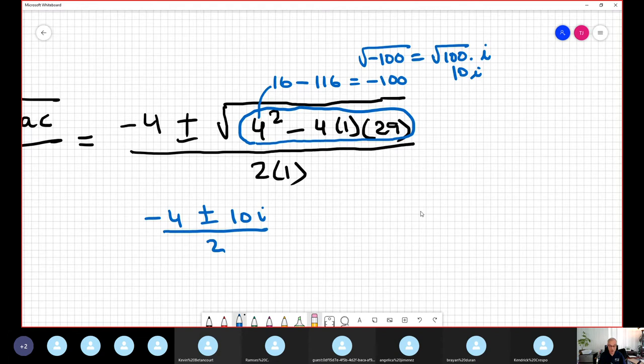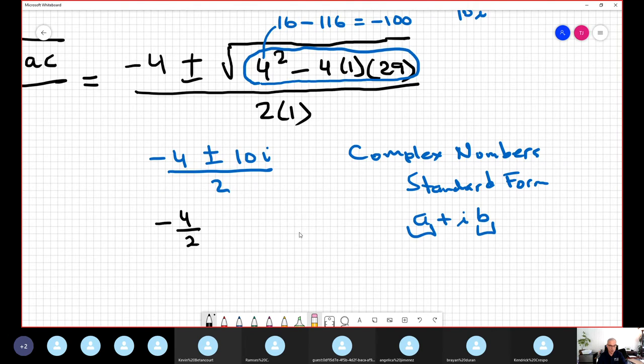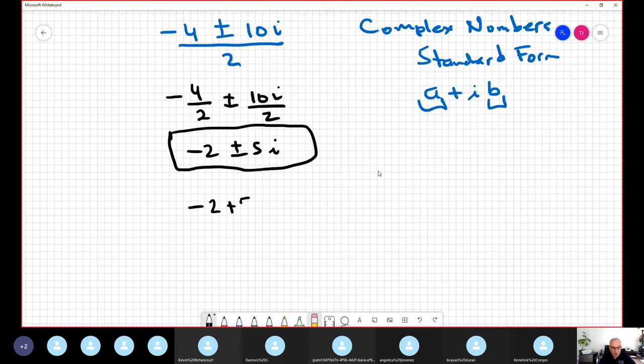It's important. This answer is correct, but it's incomplete because when the answer is a complex number, you need to express the complex number in standard form. What is the standard form? The standard is a plus bi. So this is the real part and this is the imaginary part. Have a common denominator, no. You split like that, look. Minus 4 over 2 plus or minus 10i over 2. And it's minus 2 plus or minus 5i. And this is the final answer, or if you want to separate, you can: minus 2 plus 5i, comma, minus 2 minus 5i. Either way.